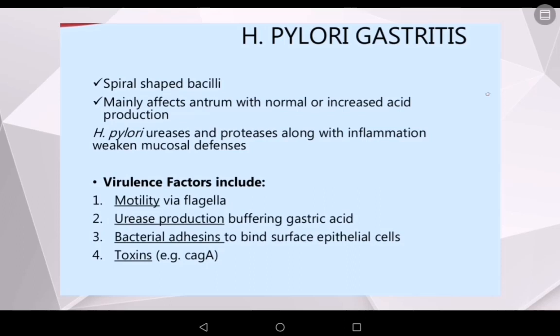So let's talk about Helicobacter pylori gastritis. Helicobacter is a spiral-shaped bacillus which mainly affects the antrum with normal or increased acid production. The main effect by which H. pylori causes gastritis is the production of urease and proteases, which cause inflammation and also weaken the mucosal defenses. What are the virulence factors of Helicobacter pylori? Number 1 is motility, which occurs due to flagella, urease production, buffering the gastric acid, bacterial adhesins to bind surface epithelial cells, and toxin, for example CagA.